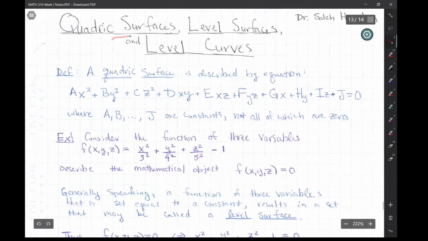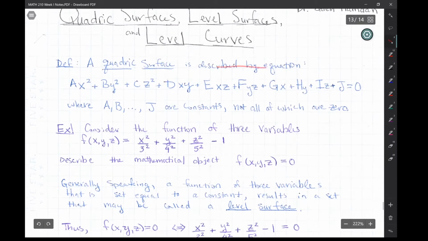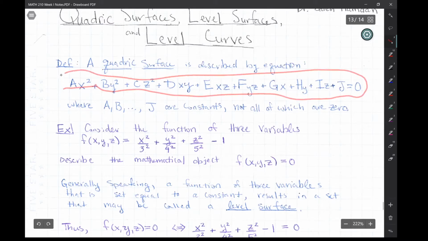So let's talk about quadric surfaces. Now, what's a quadric surface? It's described by an equation of this form, okay? So here you have the highest power being 2 of different variables. So x squared, y squared, z squared. Or you could have an xy, xz, yz, an x, y, z, and then just a good old-fashioned constant. A, b through j are just constants. So any surface that could be described by this equation is called a quadric surface.